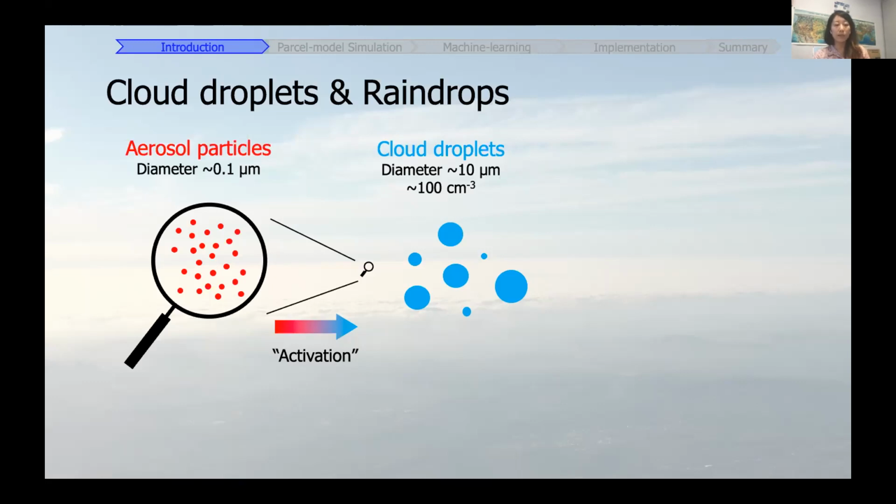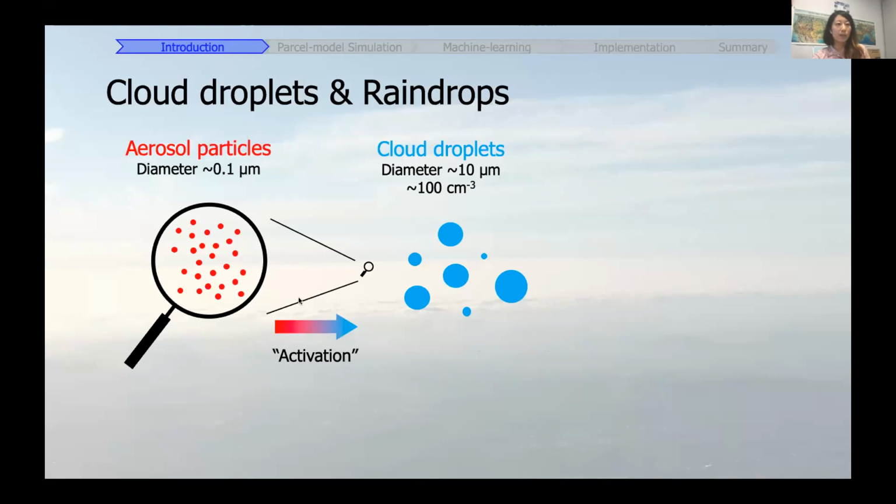So there are different kinds of aerosols. They're different in sizes, chemical compositions, distributions, and abundance as well. Like I said earlier, once air gets saturated, the supersaturated water vapor condenses onto aerosol particles, and eventually they grow large enough to be called cloud droplets. And this process is called activation. And typically, cloud droplets are sized around 10 micrometers or so.